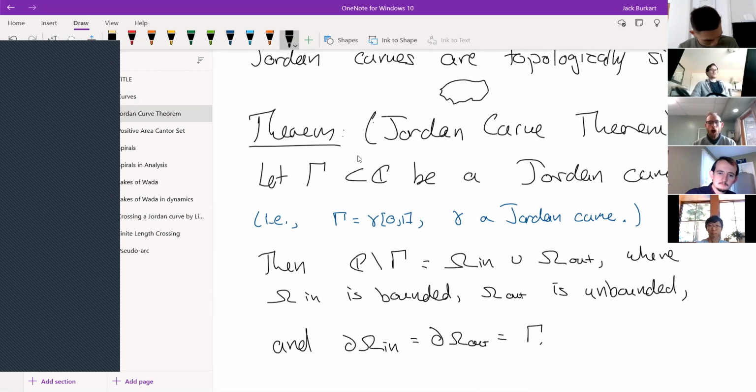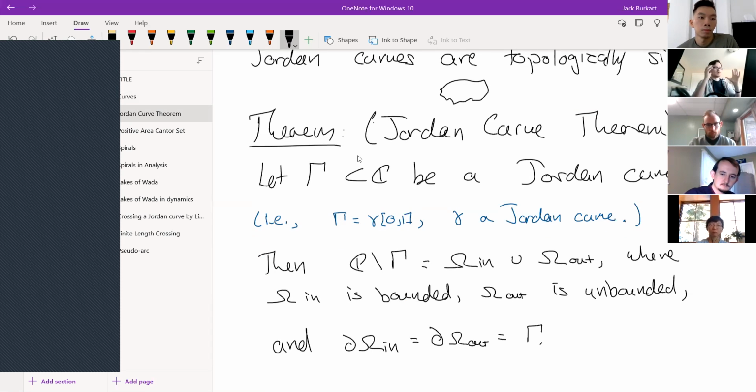And so here's the statement of the Jordan curve theorem that I know. The Jordan curve theorem only works in the plane. So if you let gamma be a Jordan curve in the plane, like I've said before, then its complement decomposes into two open sets, omega in and omega out. It has an interior complementary component and an outside complementary component. So omega in is the bounded complementary component of my Jordan curve, and omega out is the unbounded complementary component.